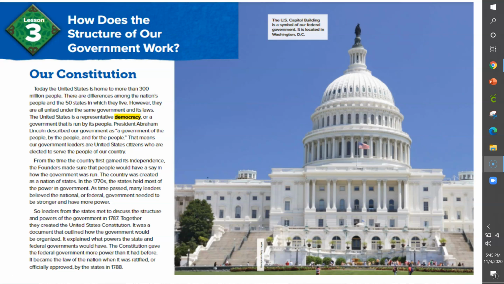The United States is a representative democracy, or a government that is run by its people. Boys and girls, I thought that our country was run by a president. How is it that it's really run by its people or its citizens? Pause right here to think about that.